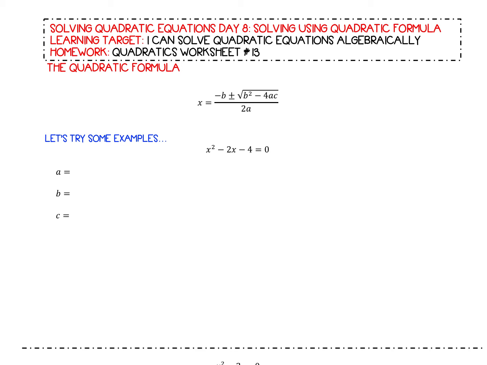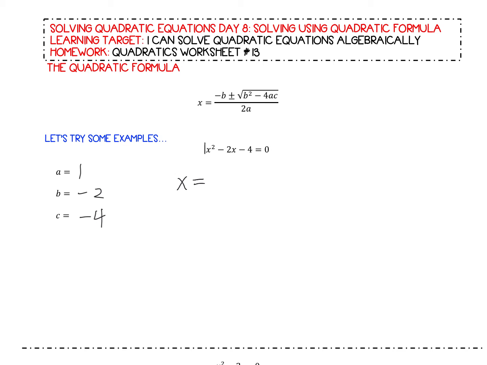A is the coefficient of x squared, which in this case is an implied 1. B is the coefficient of x, which is negative 2 in this case, and C is your constant, negative 4. So let's first just substitute this into the quadratic formula.